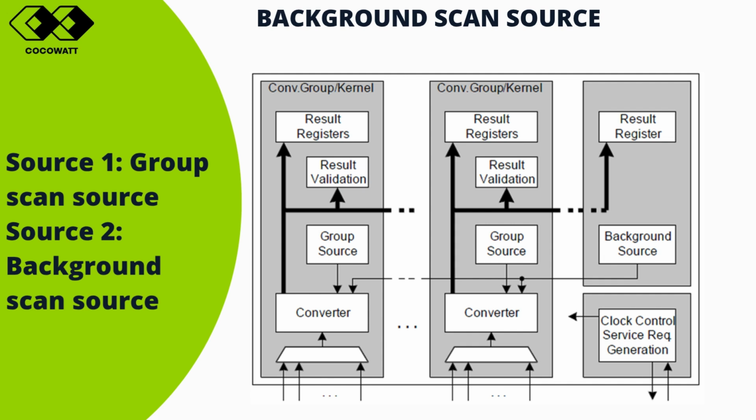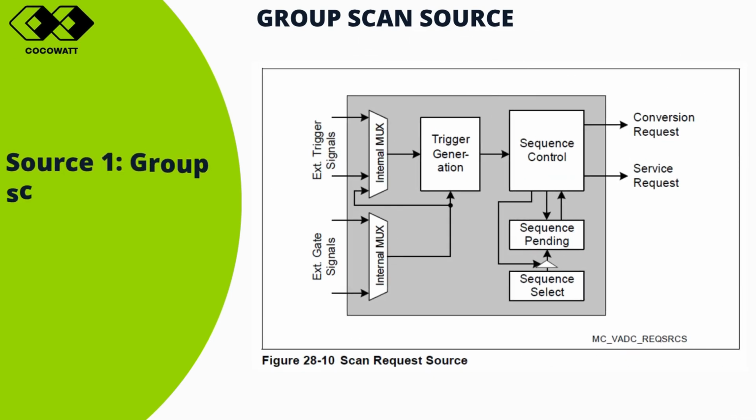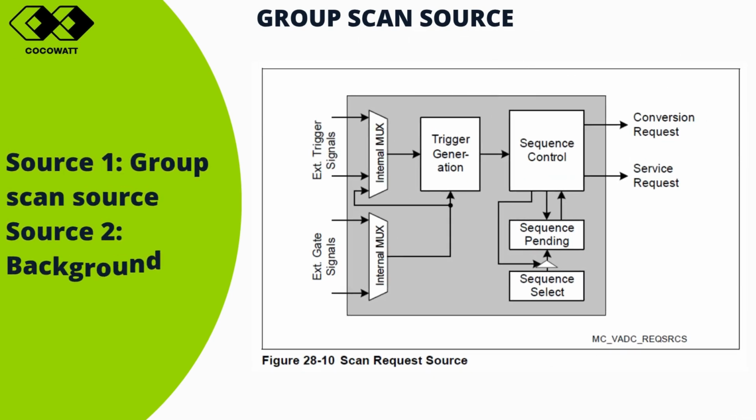The VADC provides two types of channel scan sources: group scan source and background scan source. Both sources operate in the same way and provide the same register interface. The background source provides more request pending bits because it can request all channels, while the group scan source can request all channels of the corresponding group.